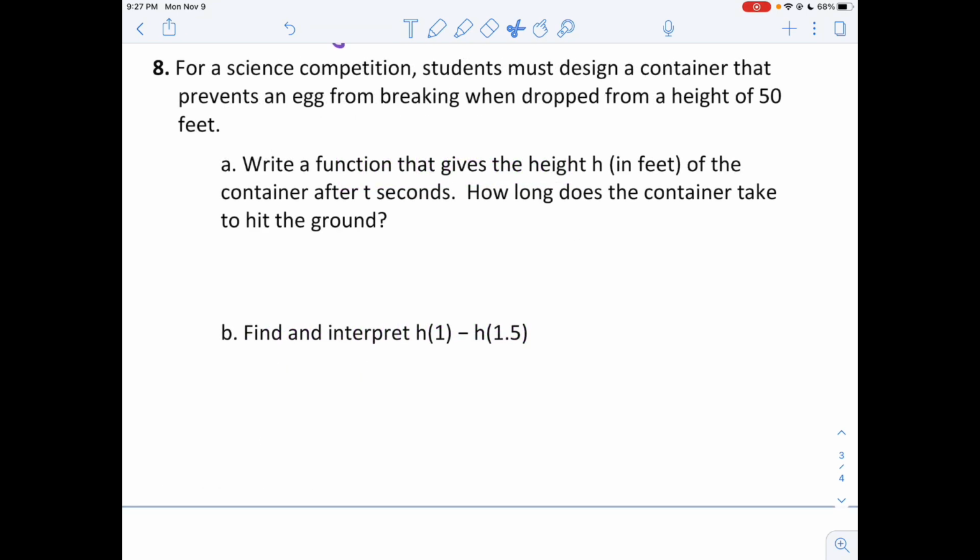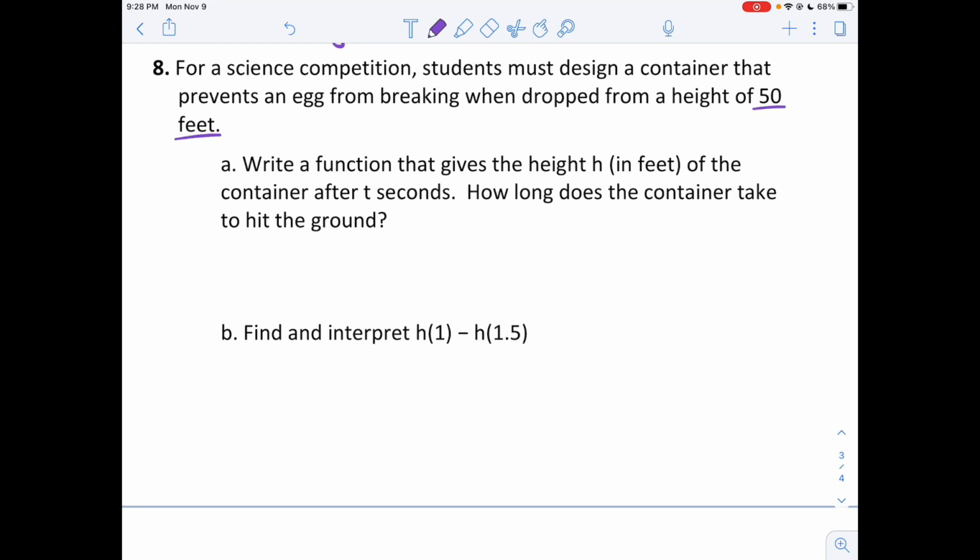All right, last problem here. For a science competition, students must design a container that prevents an egg from breaking when dropped from a height of 50 feet. Okay, so 50 feet is the key. That's going to be our starting height.